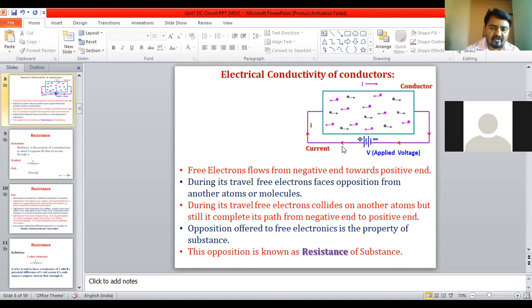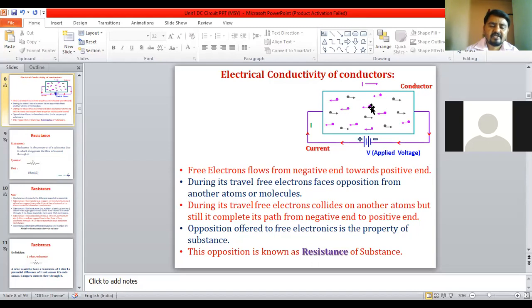For current to flow, some opposition is there. That one we are going to call resistance. We are going to consider that one as resistance. Is it clear? Take any conductor, in it free electrons are there.